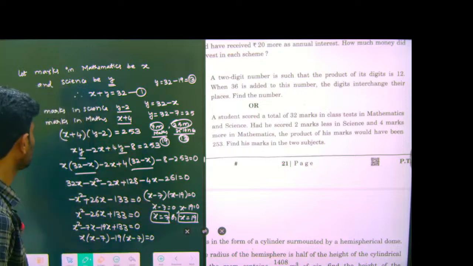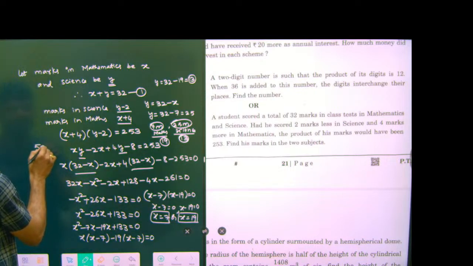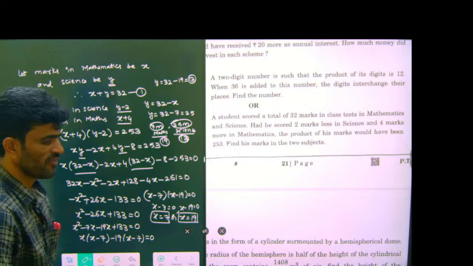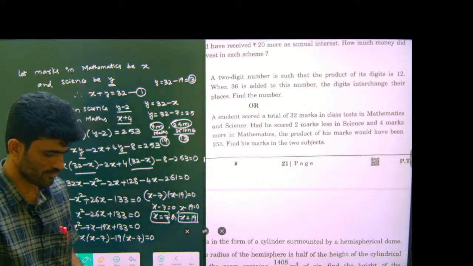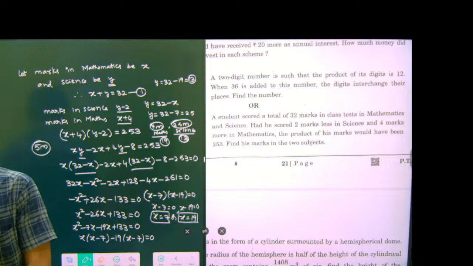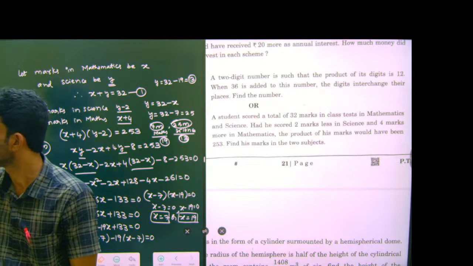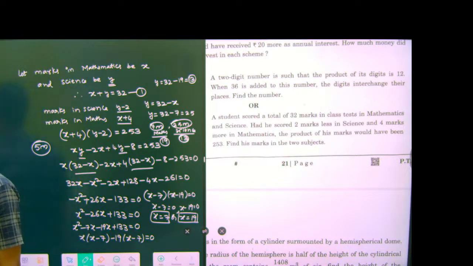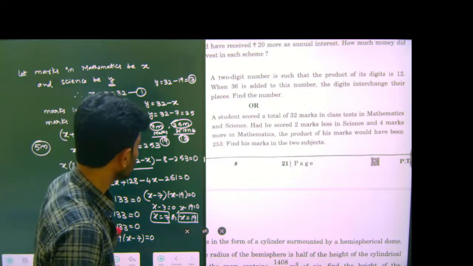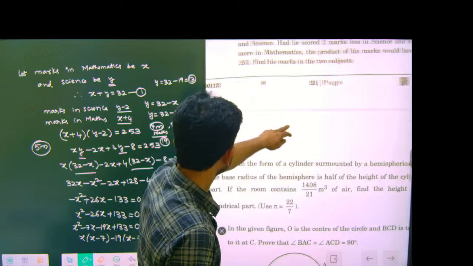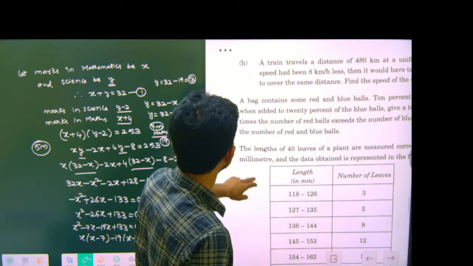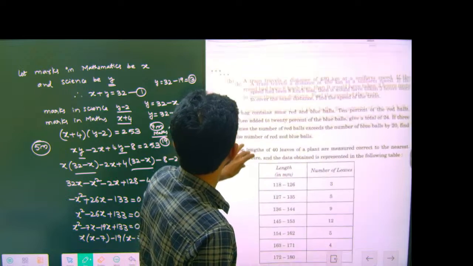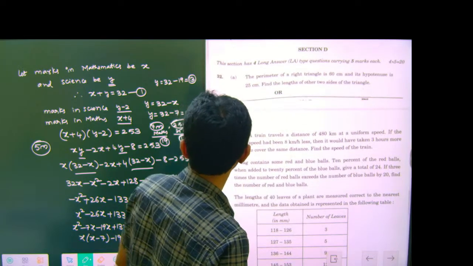If you have done like this, 5 marks you will get. This is a 5 marks question from quadratic equations topic. Now, few more are there. 5 marks questions, 3 marks, 2 marks. Tomorrow we will discuss. This is one more 5 marks question from quadratic equations again.